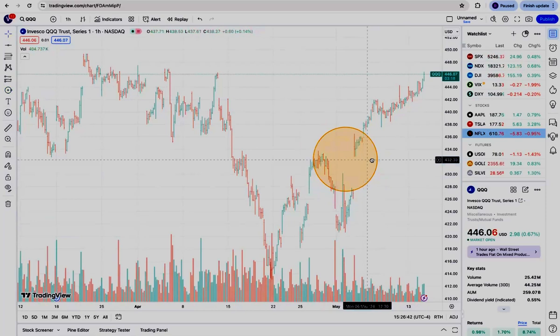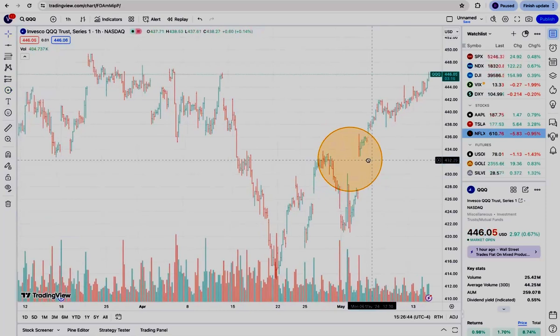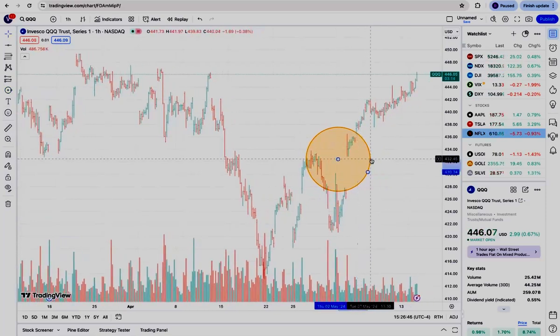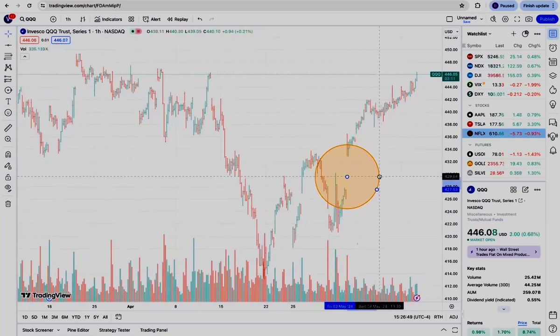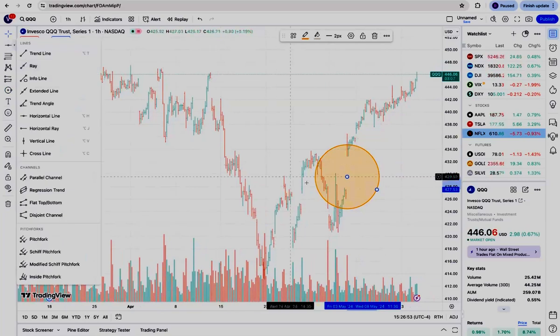Prices, oops, I didn't mean to pull the whole screen. Let me put that back. Prices are going to come back right here to this area. Now, those of you that follow me know why.